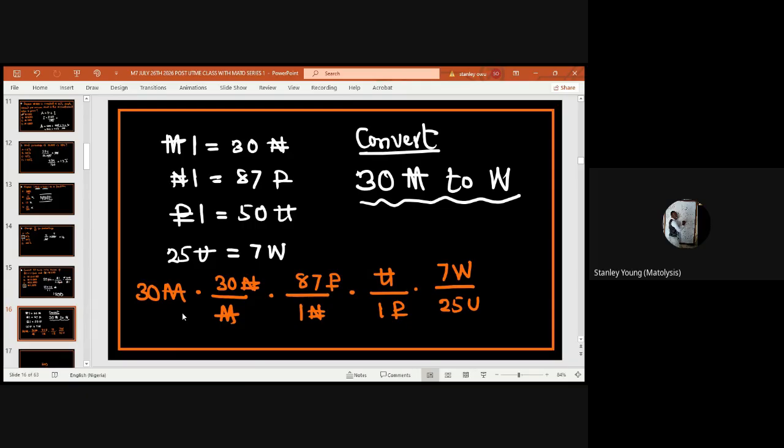That's going to be 30 times what? 30 times 87 times 7 divided by 25. So that gives you 21924. That's the final result there. Okay. That's in W. So 30M equals to what? Equals to 21,924 W. That's the systematic way of carrying out conversion.